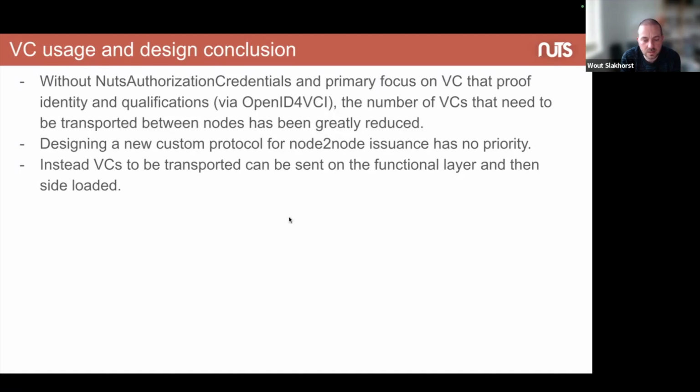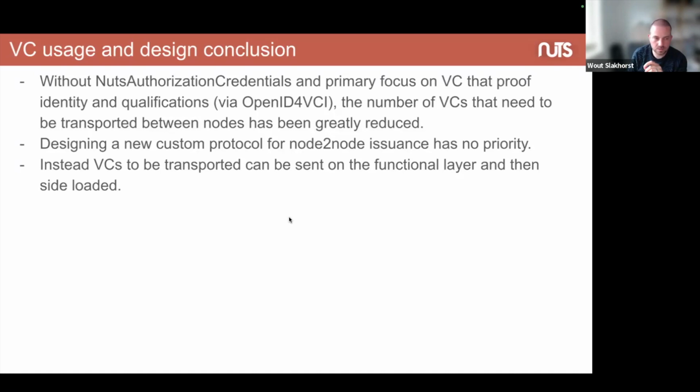And given the way we think you should get credentials into your node or your wallet, if they're about identification or qualifications, a user should be involved, and there's a protocol for that. And all the other use cases where it's valid to transfer verifiable credentials, they can just be transferred in the functional flow and then side loaded into the wallet. So that's how we currently think about how to deal with credentials and how to get them in your wallet and the different directions the nuts node is taking.